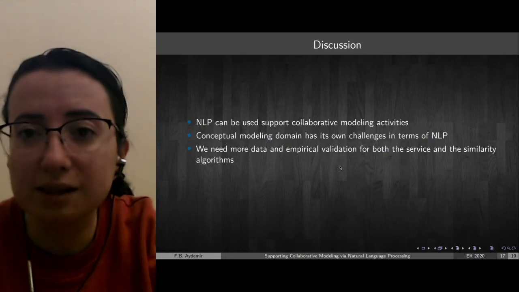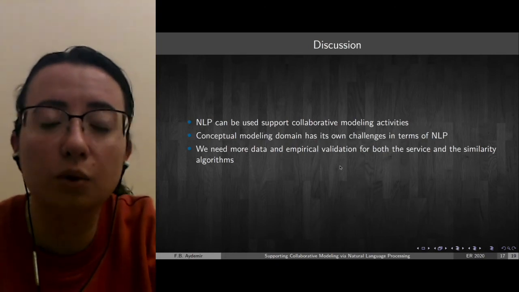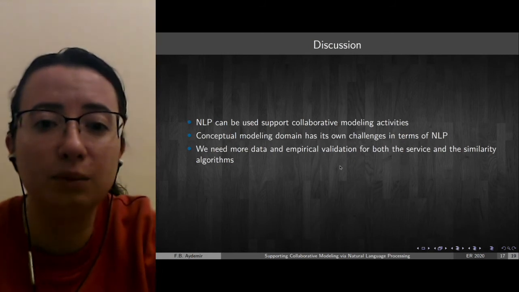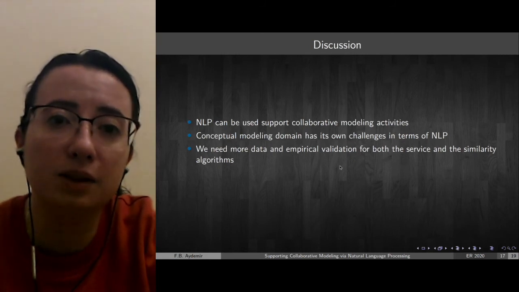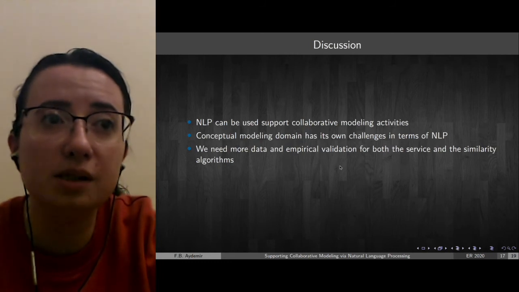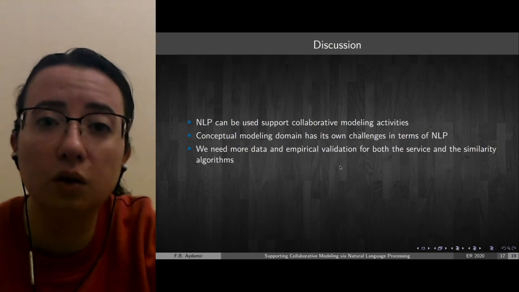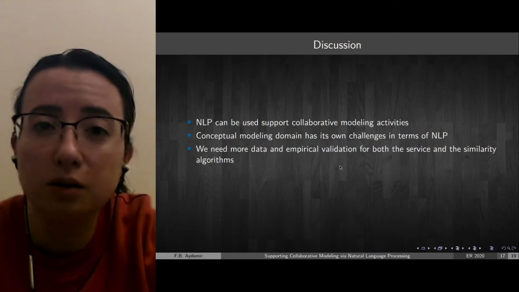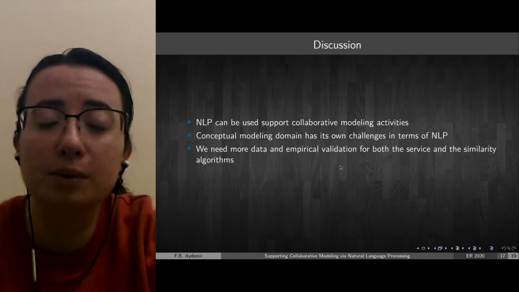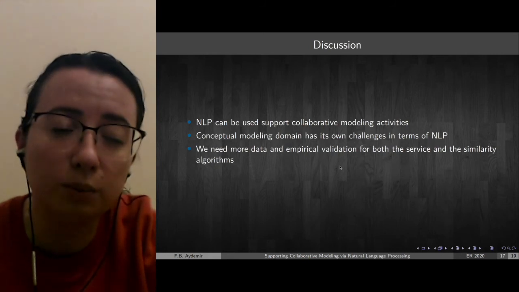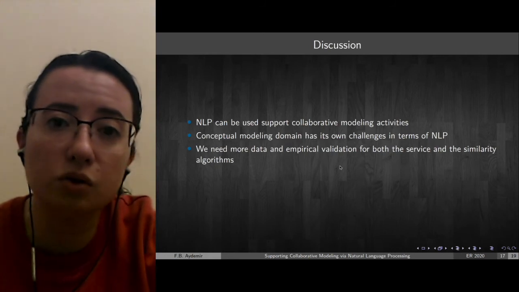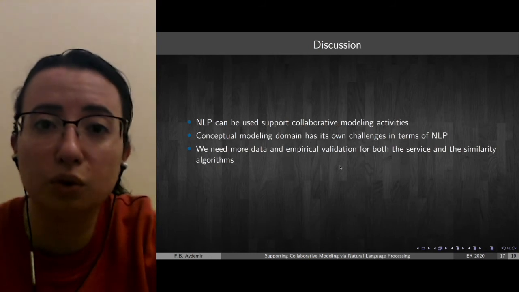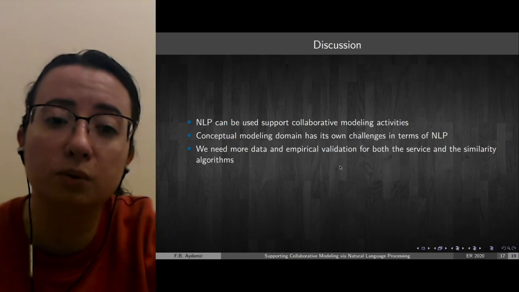So what are the lessons we learned, or some takeaways, our observations from this work, is that natural language processing can be used to support collaborative modeling activities. Our hypothesis is that our service in the long run would help people to align their models better, have a better coverage, and perhaps move to a completeness of the models, and it encourages using a common vocabulary. But there might be other creative uses of natural language processing for collaborative modeling activities.